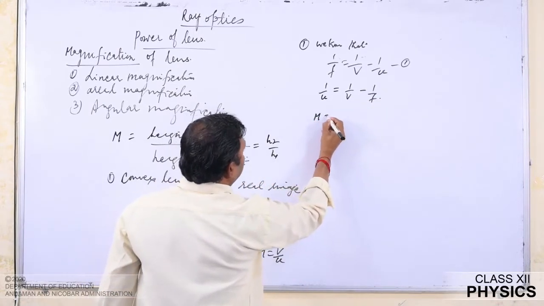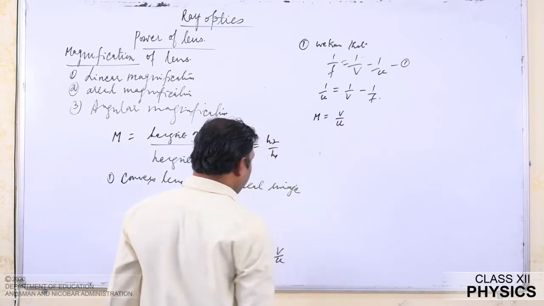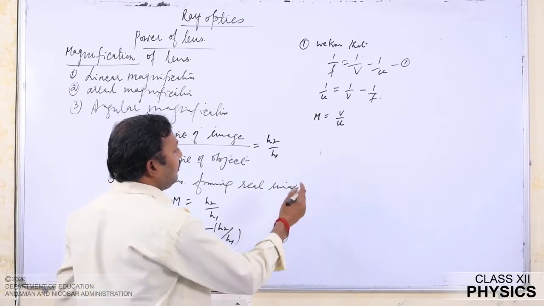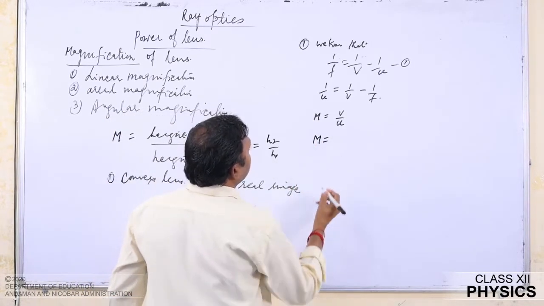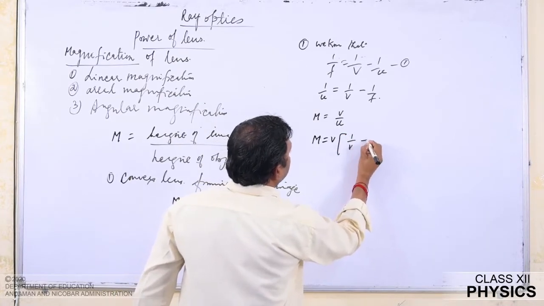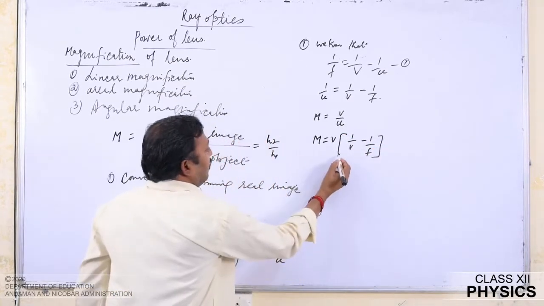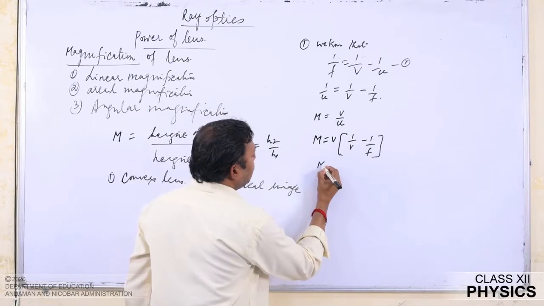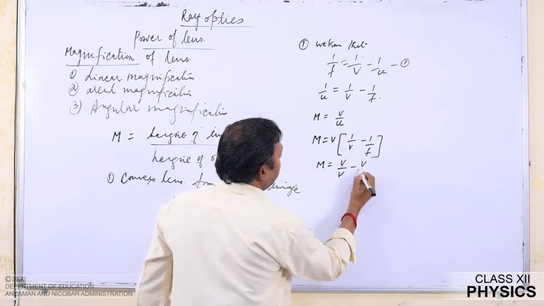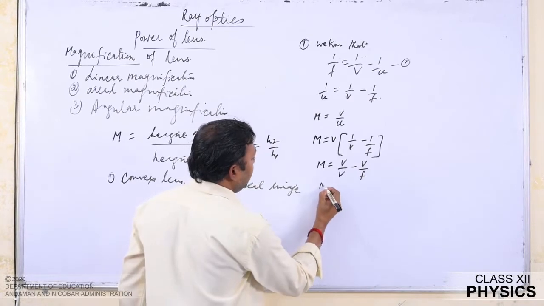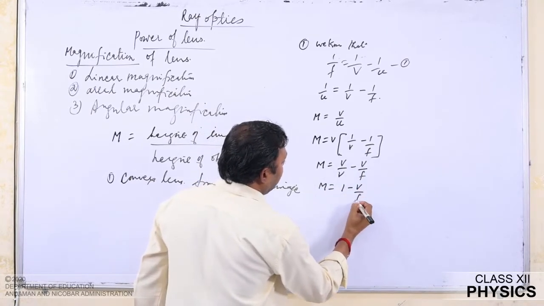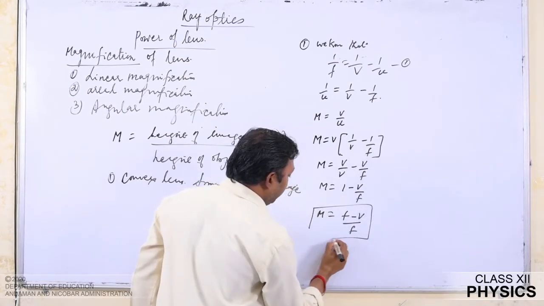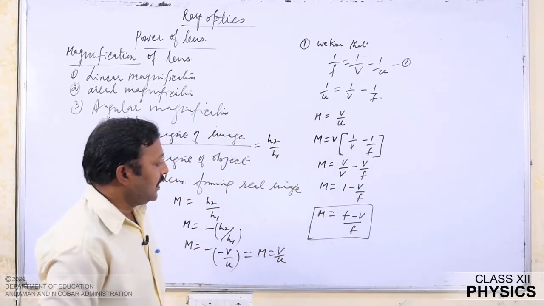And the magnification formula we have here is m is equal to v by u. If we replace 1 by u by 1 by v minus 1 by f, the formula for magnification comes out to be m is equal to v multiplied by 1 by v minus 1 by f. Multiply this v into the two terms present inside the bracket, we get m is equal to v by v minus v by f. Cancellation of v, v gives m is equal to 1 minus v by f, or m is equal to f minus v divided by f. So this is the formula of magnification in terms of focal length as well as the image distance.